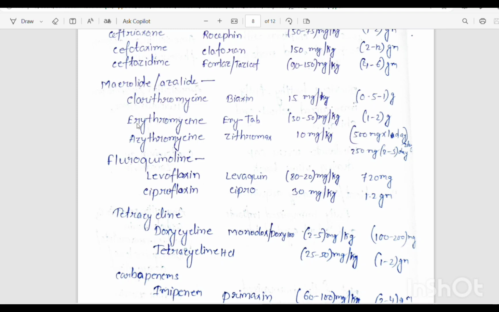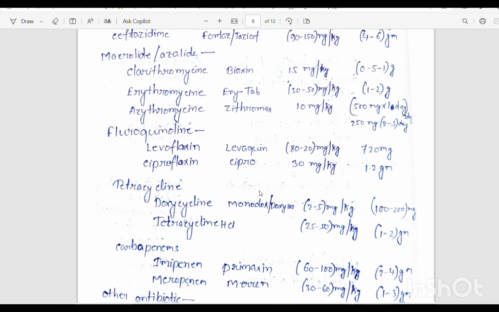Then the third azalide type of antibiotic for pneumonia is azithromycin. The brand name is Zithromax. For pediatrics, the dose is 10 mg per kg, and for the adult, if the person takes 500 mg, then it will be for 1 day or 2 days, or if the person takes 250 mg, then the dose will be continued for 2 to 5 days.